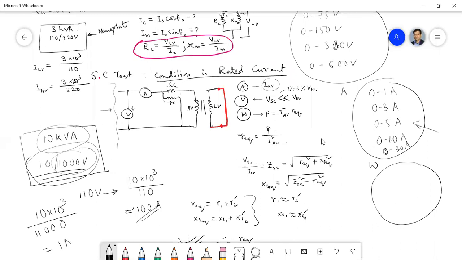In the order of 1 ampere? Isn't it? So it is available, yes sir, in your meter room. Okay. And you just think about this voltmeter range. What is the range of the voltmeter you need for this test?